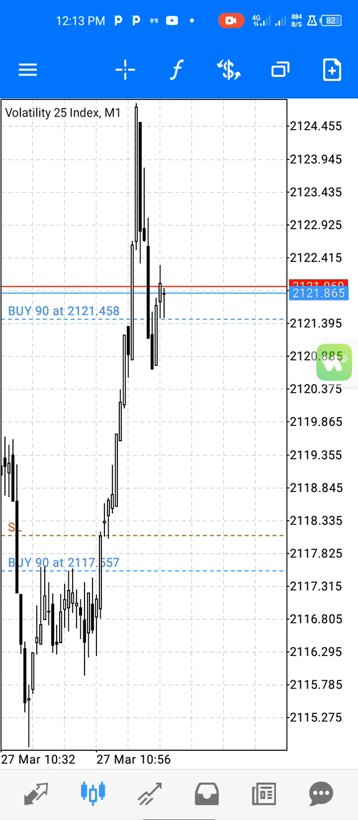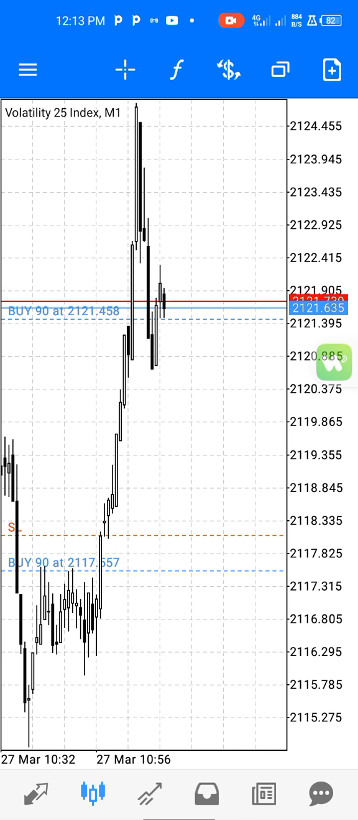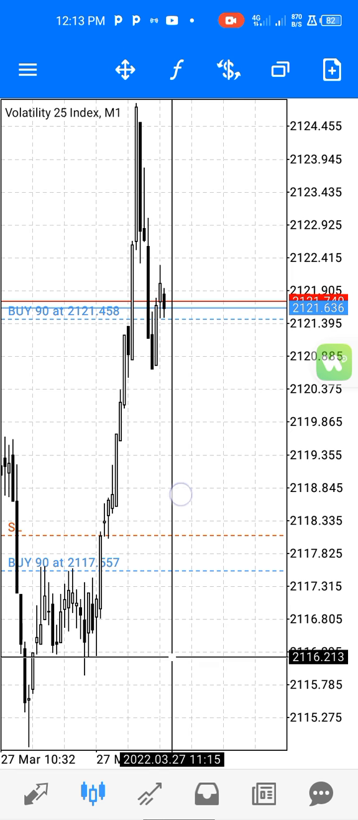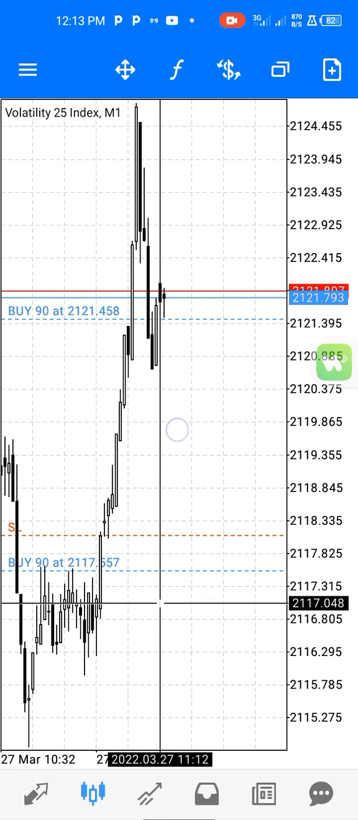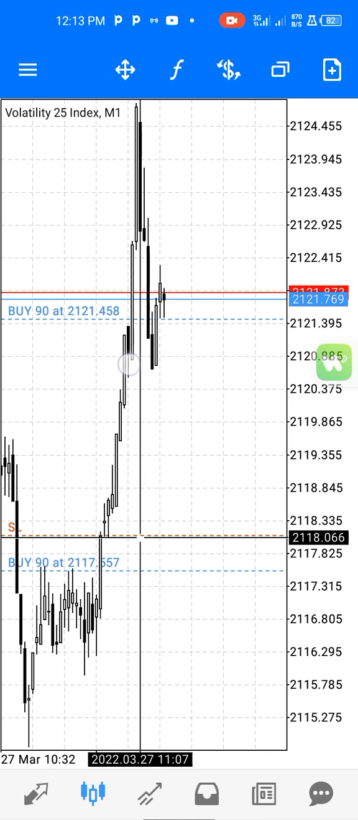So that is just how it is. It's very simple. Remember, if you are buying, you move your stop loss from below your entry point to above it.